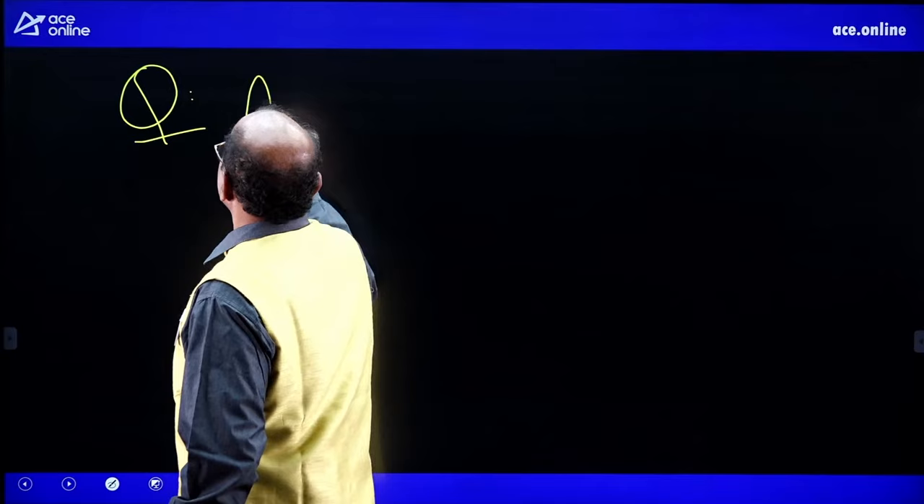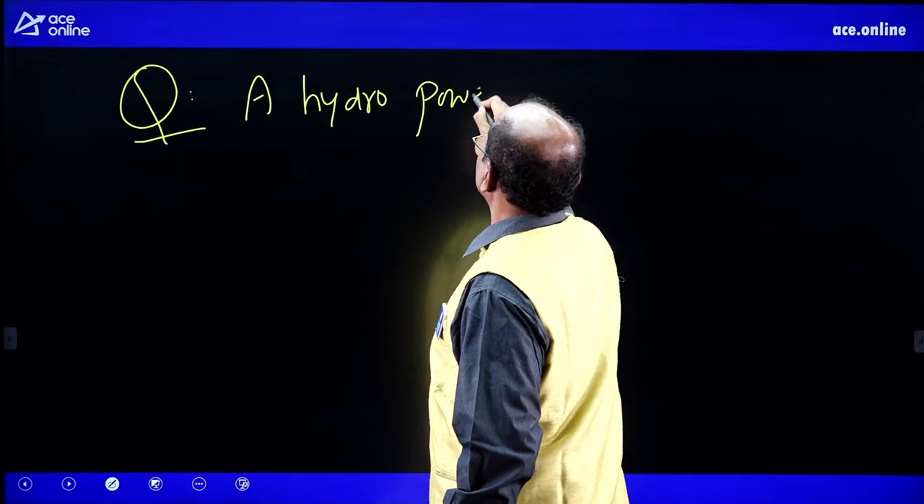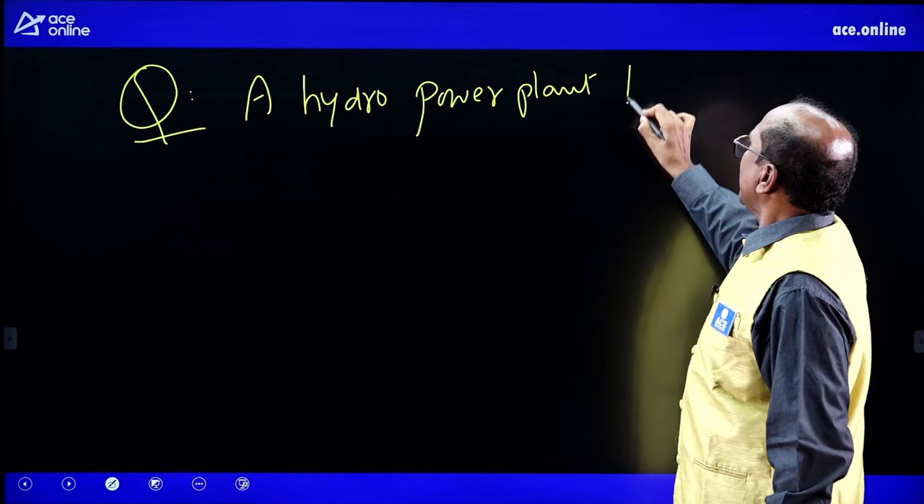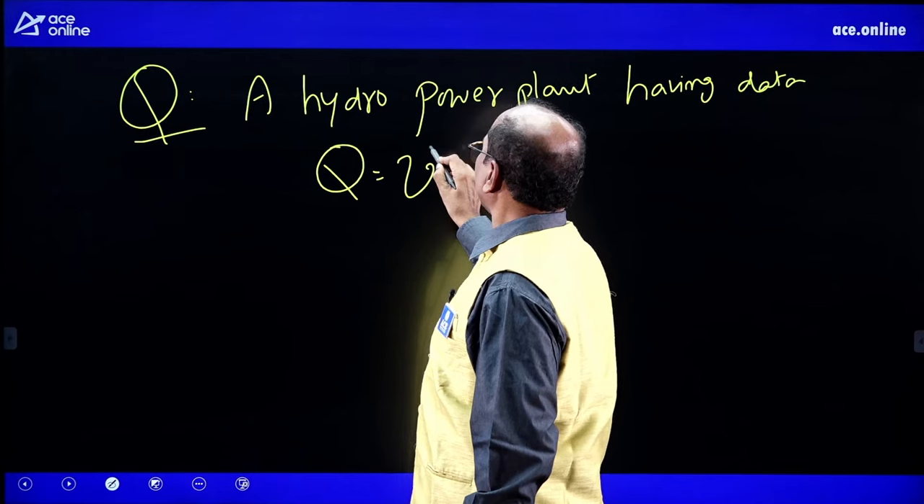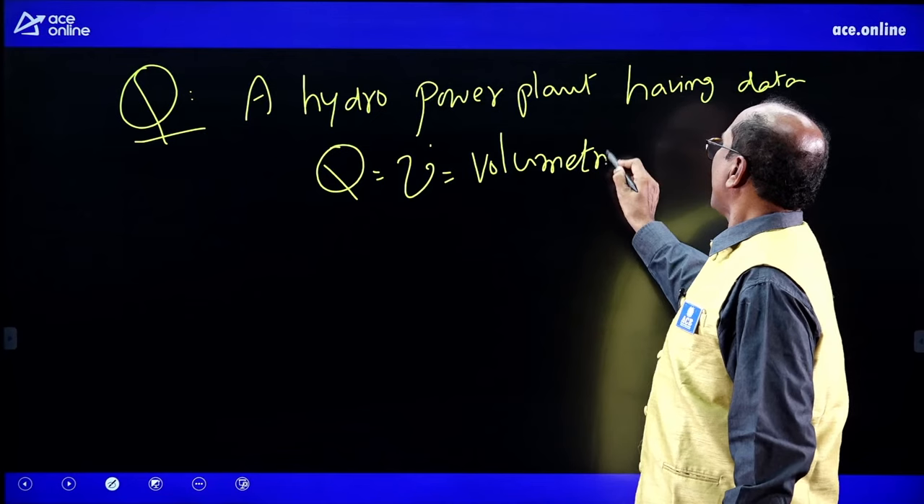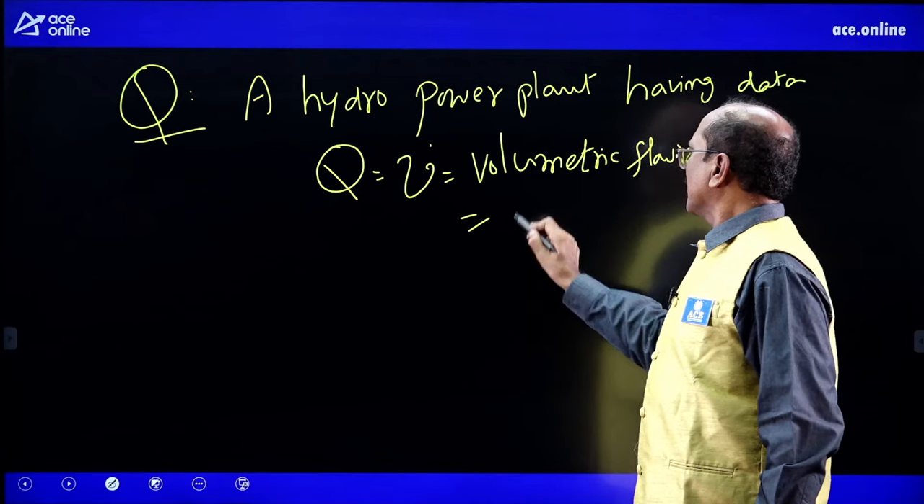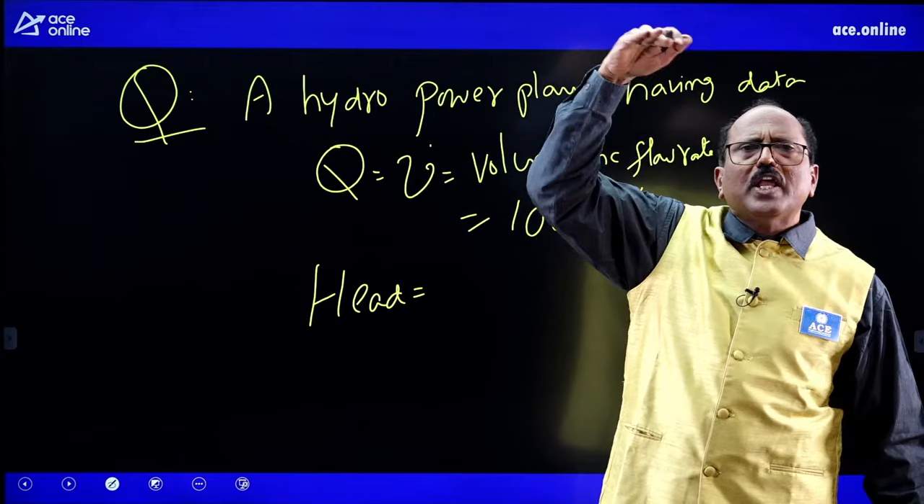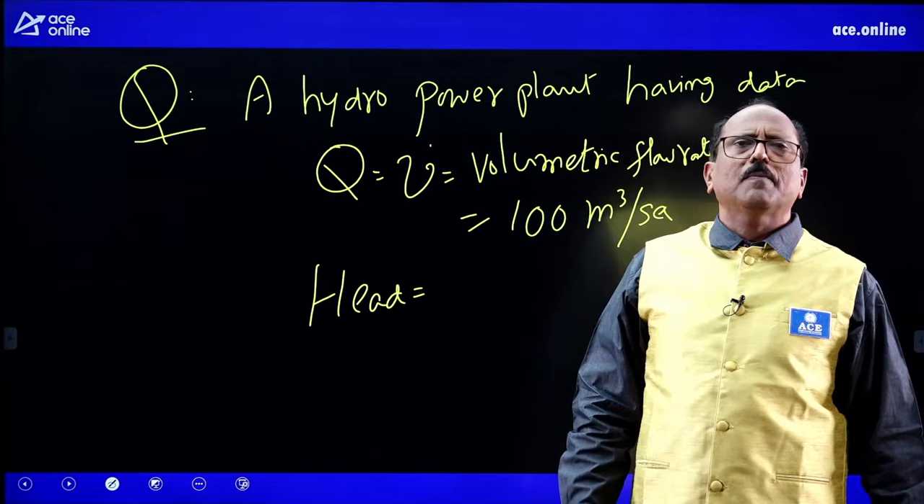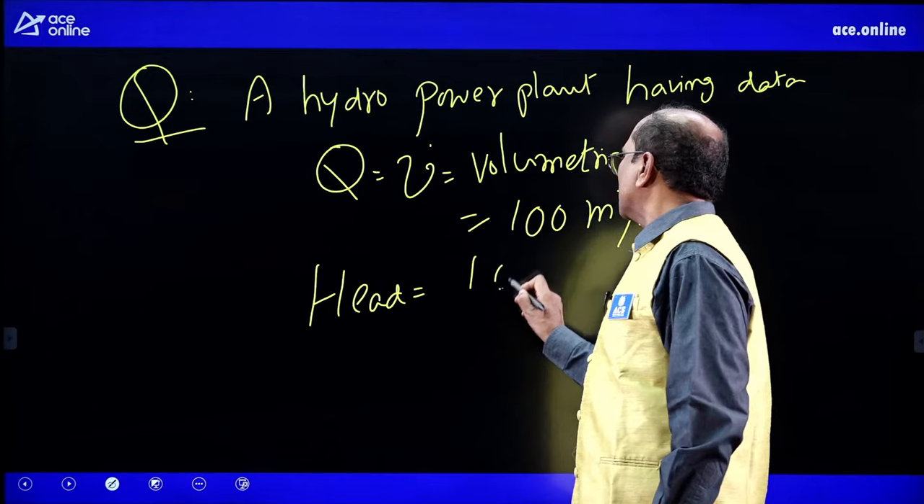A hydro power plant having data is this. Volumetric flow rate, say 100 meter cube per second. Head of water means the vertical distance from the free surface of the water reservoir to the center line of the power plant or the tail end of the plant. That head can be also 1000 meters.